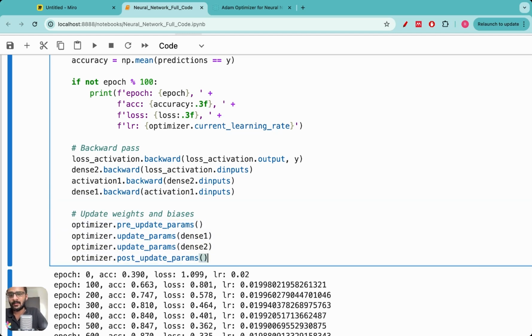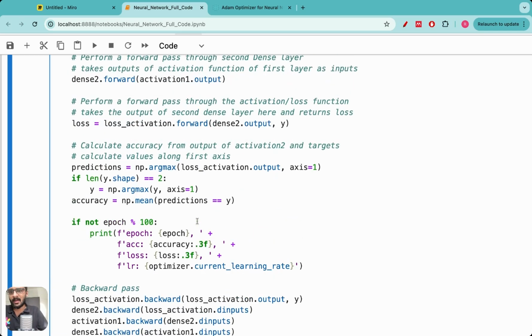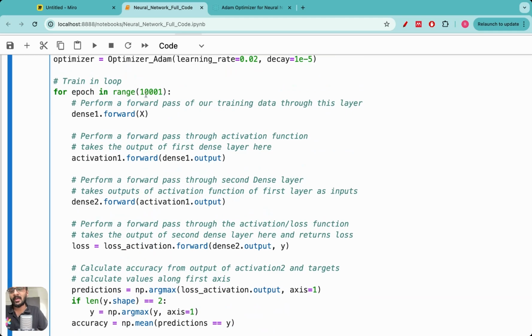First we will use pre-update params to calculate the current step size, which is alpha naught divided by 1 plus decay into time. Then we will update the parameters in the first layer using the ADAM optimizer. Then we will update the parameters in the second layer using the ADAM optimizer. And then we will update the iteration count, because the step size depends on the iteration count. That's it. And we'll be running this loop for a period of 10,000 iterations.